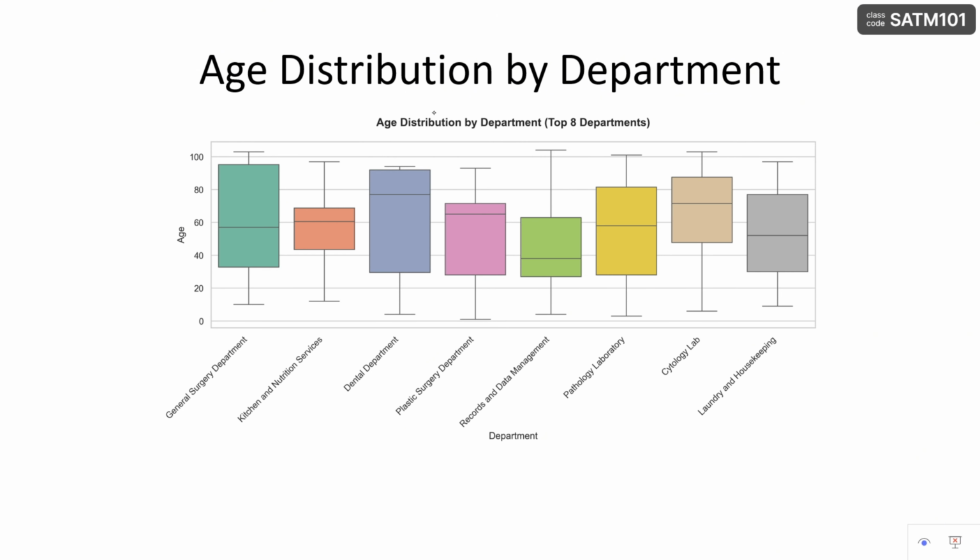So now we have the age distribution by department. This is going to help us identify age patterns across departments. So we can see that the departments have specific age trends. For this one, we can see that the general surgery department serves a wide range from 20 years up until 80 years, while plastic surgery has a middle age focus.